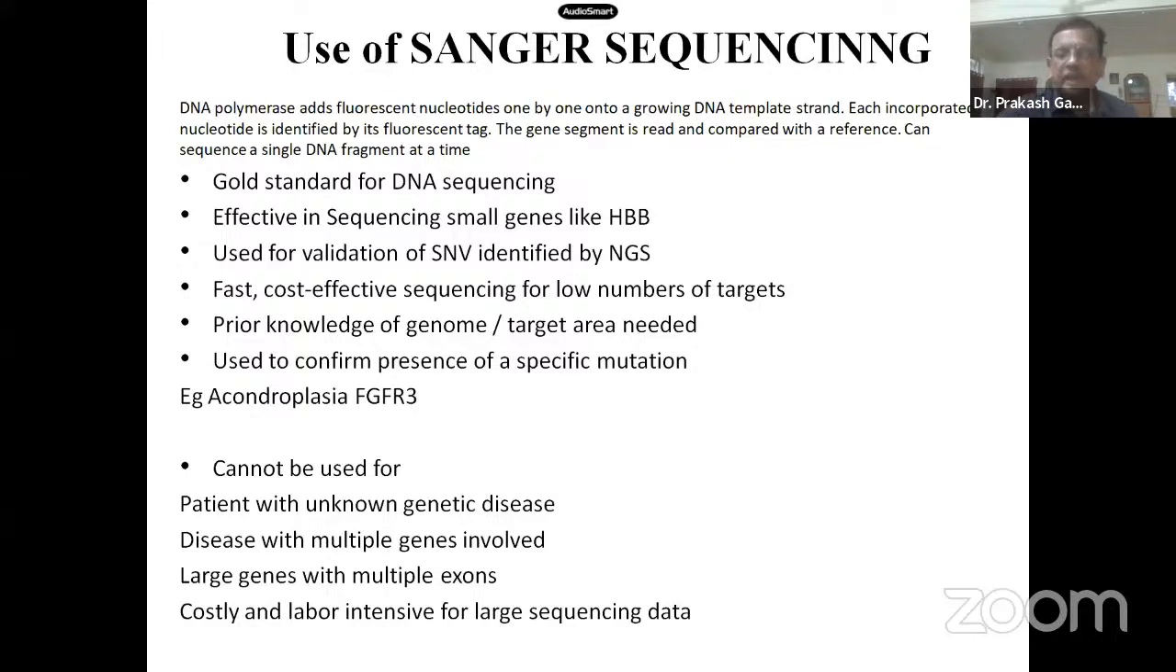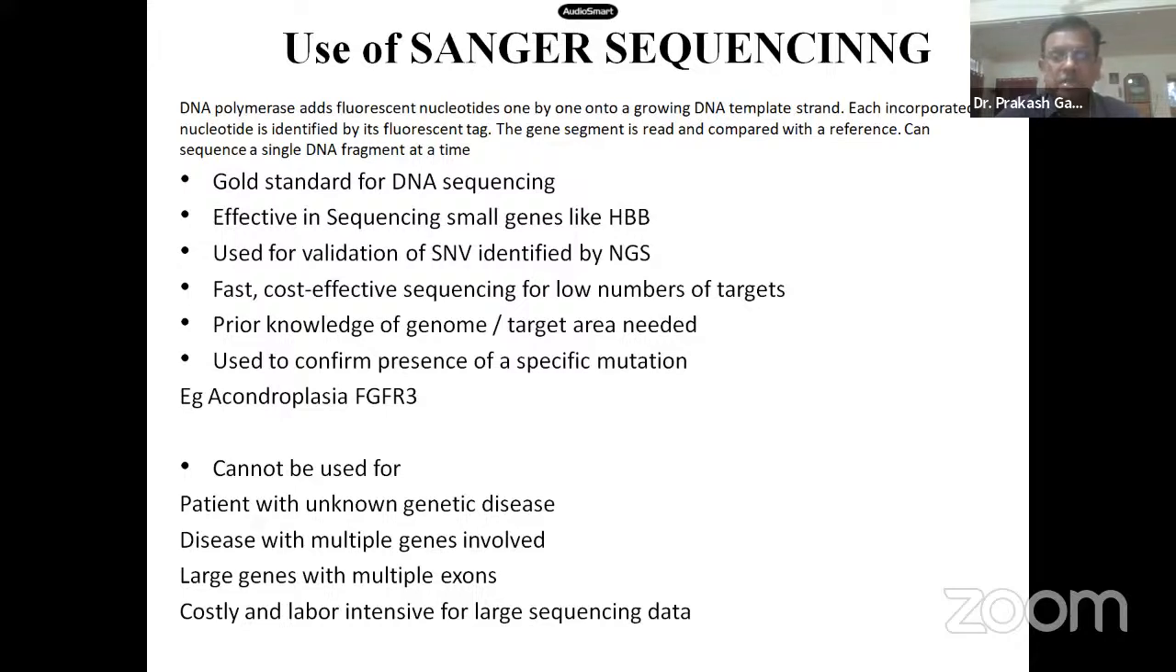Now, I must say here that Sanger sequencing is still the gold standard for DNA sequencing. So whatever changes you get, even in whole genome sequencing or exome sequencing, for validating them we must have a conventional Sanger sequencing for that particular region. Once that Sanger sequencing report is there, saying that this particular change is there, then we take that report as valid. It is very effective in practice for sequencing small genes because it is quite cheap that way.